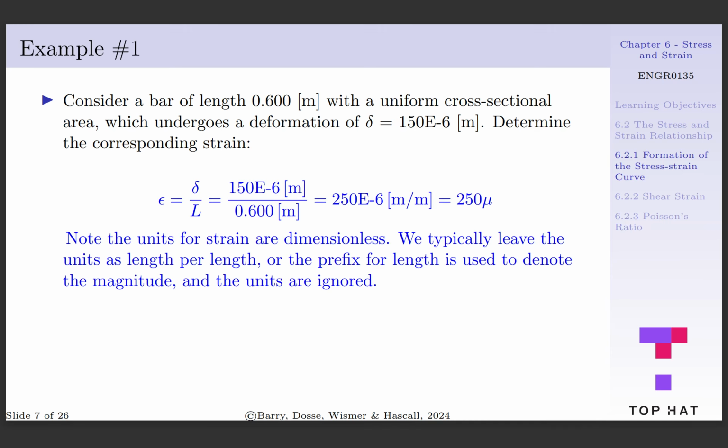Recall that strain is equal to the deformation per length, where we'd have 150 microns divided by the initial length of 0.6 meters. This gives a strain of 250 times 10 to the minus 6 meters per meter, or 250 mu. Units of strain are dimensionless, but we're going to retain a dimension associated with it: meter per meter, centimeter per centimeter, inch per inch, etc. Or, what we can do is take the prefix that would denote the magnitude of the unit system and solely leave that.